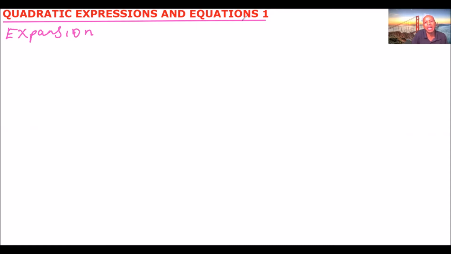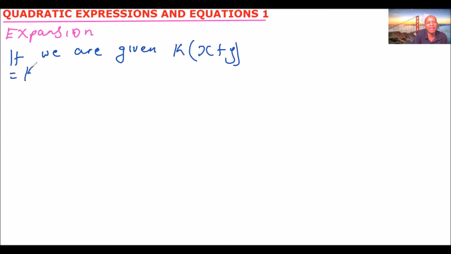And just for introduction, we say that if we are given an expression which is k(x + y), we can expand this by saying, open the bracket, we have kx, and we have plus k multiplied by y, we will get ky.